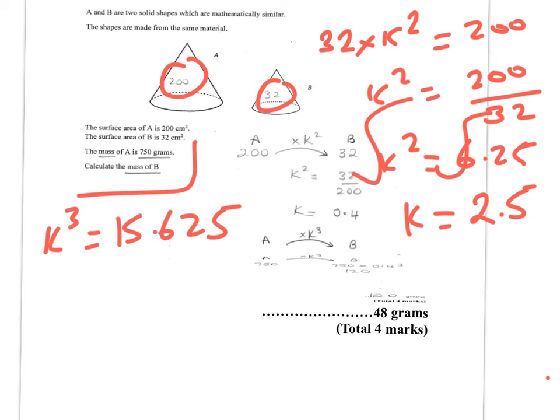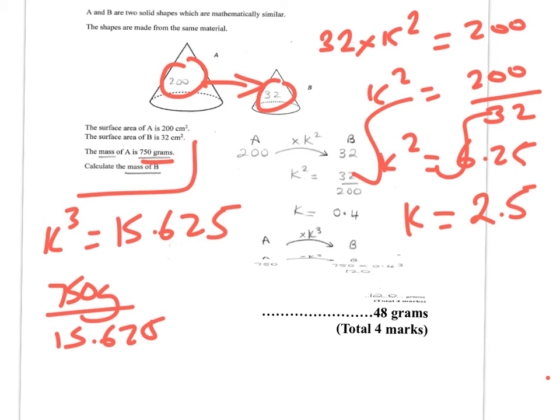We've got the mass of the bigger shape, which is 750 grams. So we're going to do 750 grams, and big to small you divide by the scale factor. So we're going to divide by 15.625. You get the same answer. Well, that's what they've got down anyway. And you'll get the answer 48. Same answer. You can follow their working out if you like. I reckon mine's a lot easier.